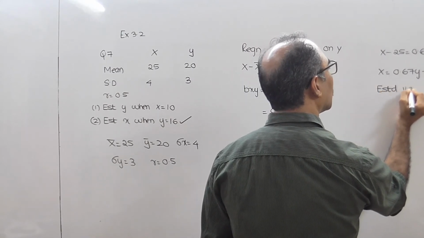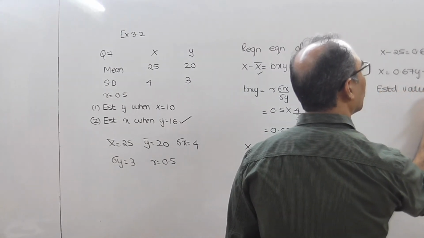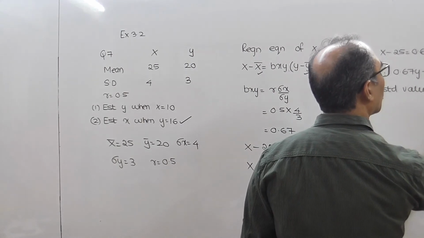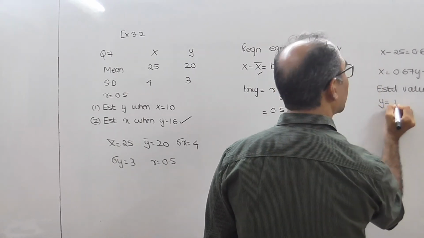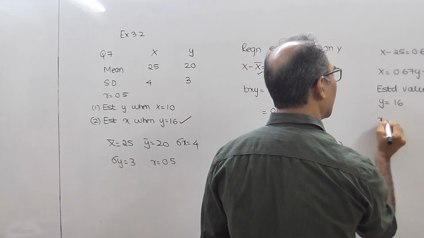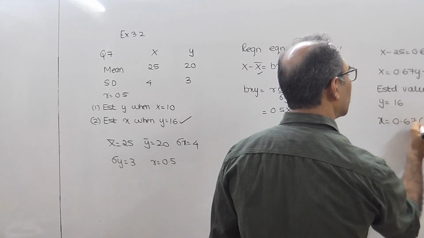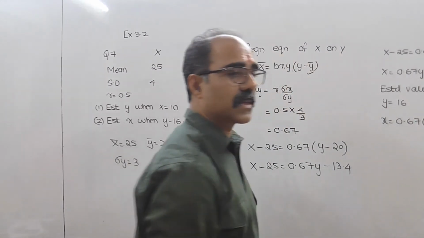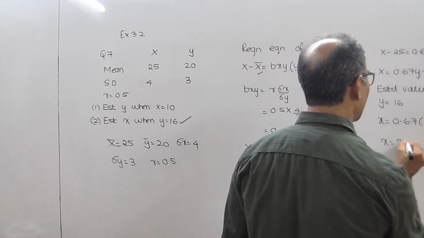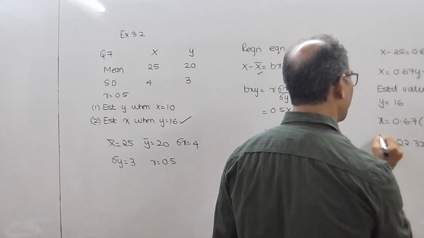Estimated value of x when y equals 16: x equals 0.67 into 16 plus 11.6, so x equals 22.32.